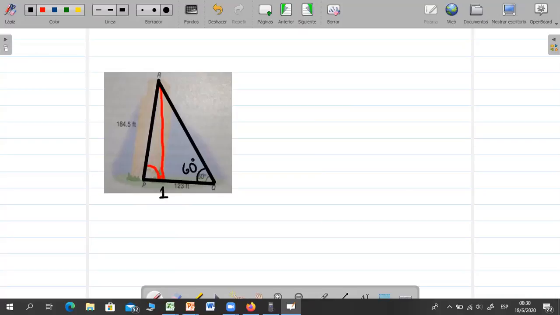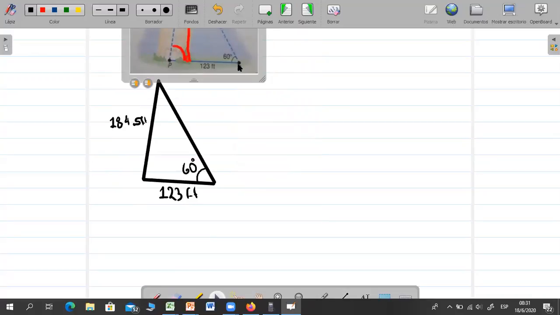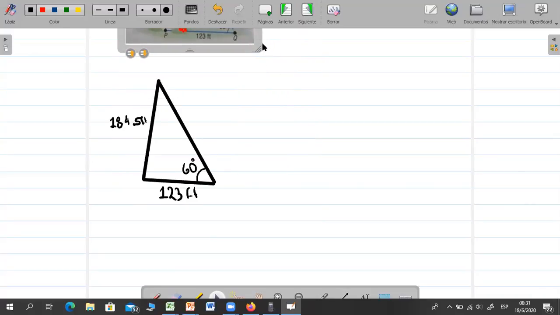This angle is 123 feet. This side, sorry, and this other side is 184.5 feet. Okay, once we have this clear, now we can move our image and just work with the triangle we have. Okay, the triangle we want to solve.